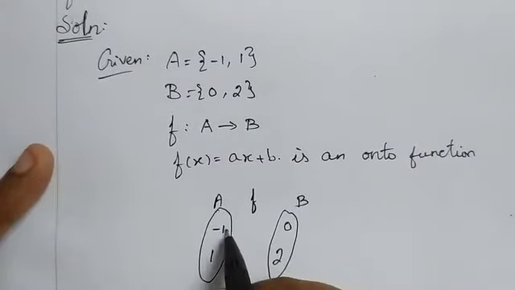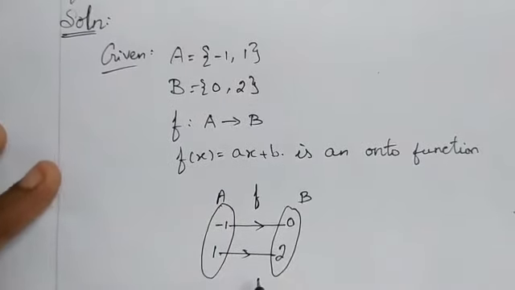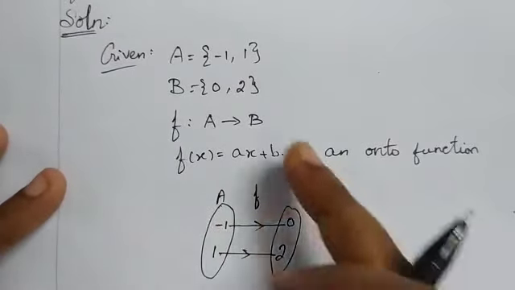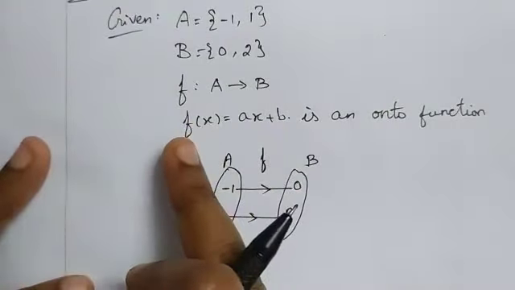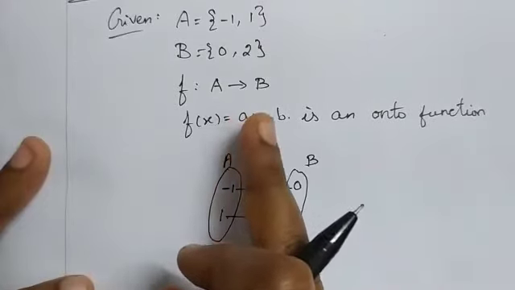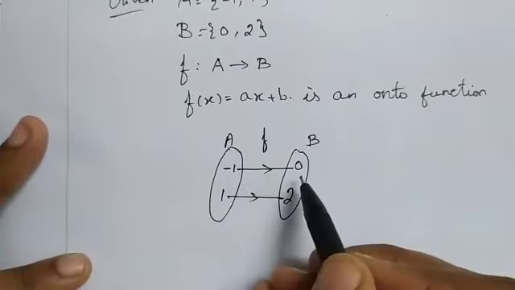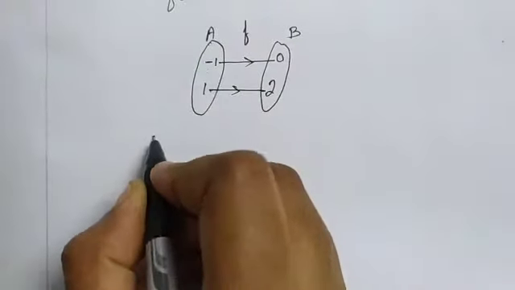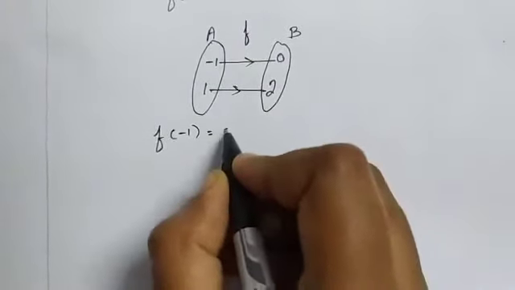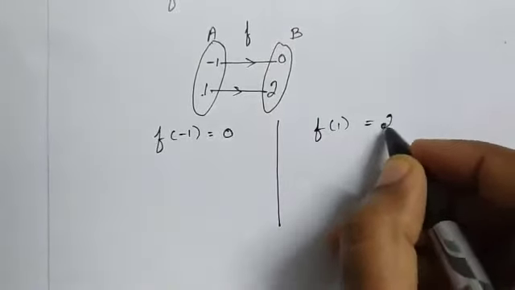Therefore, this is the relation: minus 1 goes to 0 and 1 goes to 2. Using this, you can find the value of a and b. Here you have a formula, f of x is equal to ax plus b. From this you can write f of minus 1 is equal to 0, and f of 1 is equal to 2.